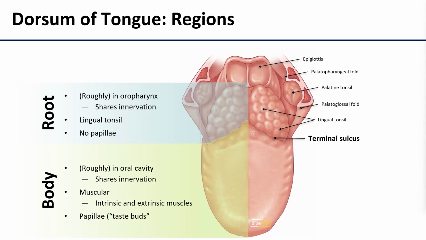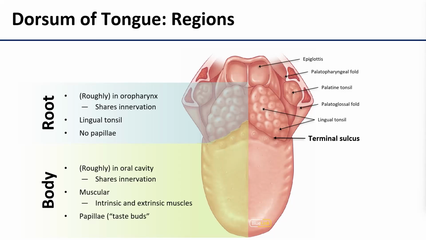All right, so if the root of the tongue is in the oropharynx, and the oropharynx ends at the palatoglossal fold, that means that the body of the tongue sits mostly in the oral cavity proper. And again, it's going to share the innervation pathways of the surrounding tissue. For the mandibular or the inferior portion of the mouth, this is going to be receiving tactile sensation via the lingual nerve. The body of the anterior tongue is very muscular.